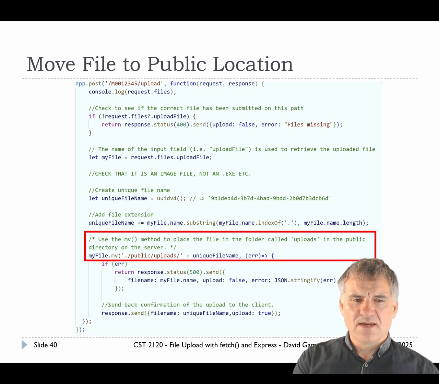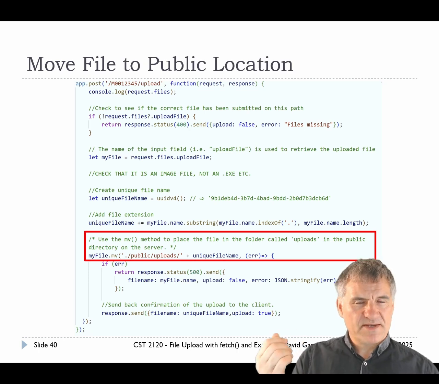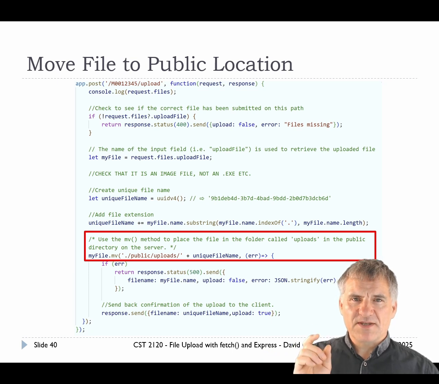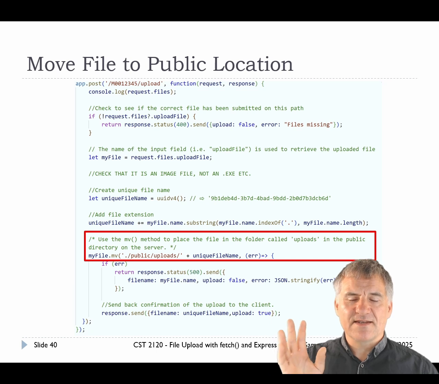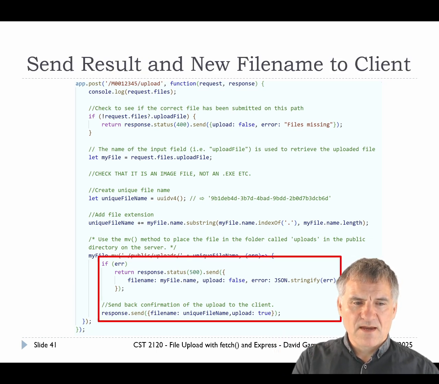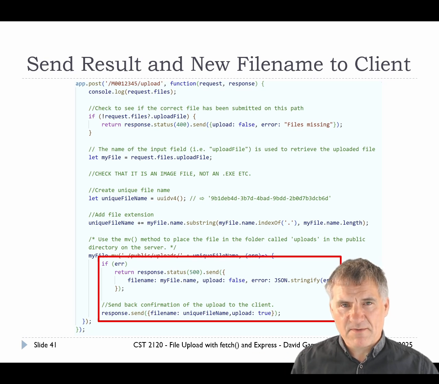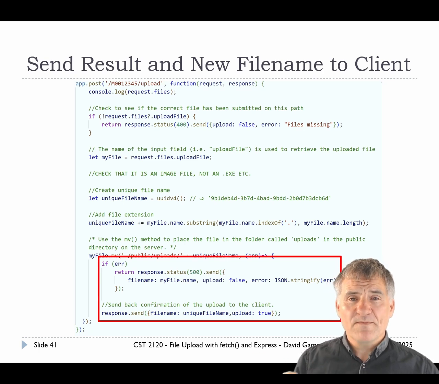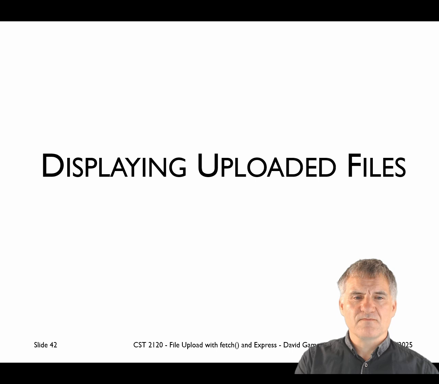Then what happens is the file's originally uploaded to some temporary location. What I want to do is then move that file to the public location so that I can then access it from within the browser. When that's done, I then respond back with either an error message if that's appropriate, or I send back the unique file name to the client so then the client can use that in the front end. So pretty simple stuff, right?